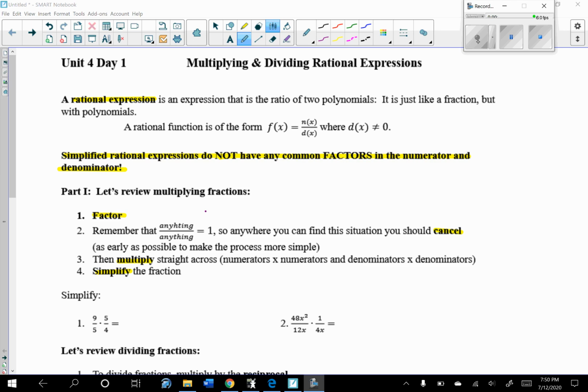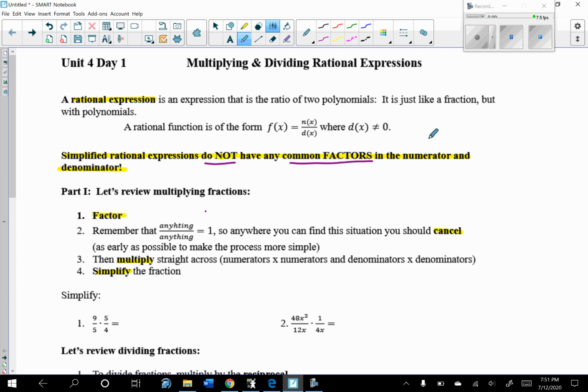Today we're going to talk about multiplying and dividing rational expressions. A rational expression is an expression that is the ratio of two polynomials. It's just like a fraction, but with polynomials. So a rational function is of the form f of x equals n of x over d of x, where d of x is not equal to 0. A simplified rational expression does not have any common factors in the numerator and denominator.